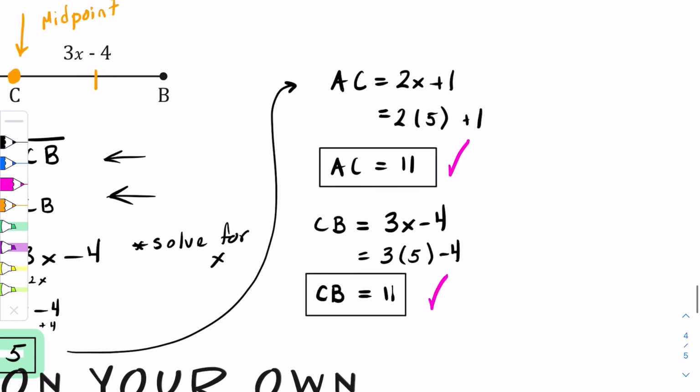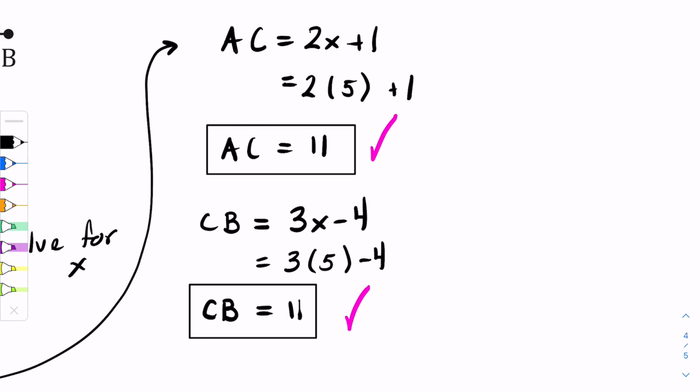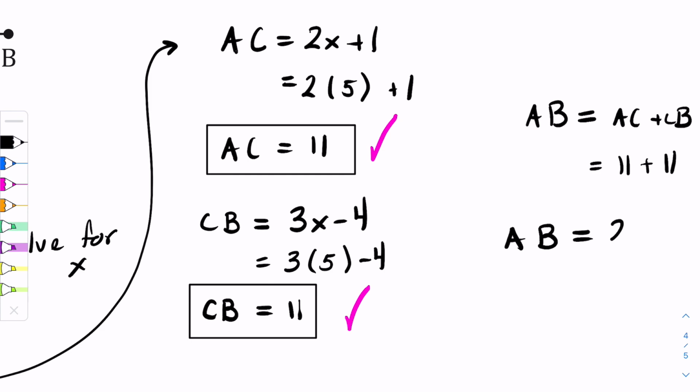And for the last part, we have to find AB. So AB is the total line, or the total segment. It's the equivalent of adding AC plus CB. That's the equivalent of adding 11 plus 11. So therefore, AB is equal to 22.